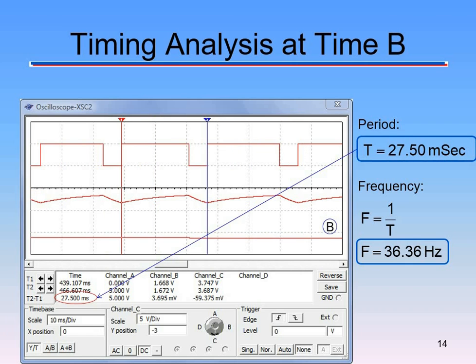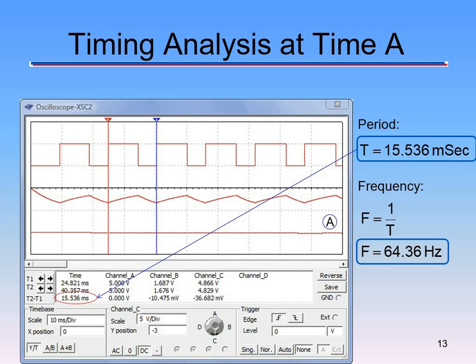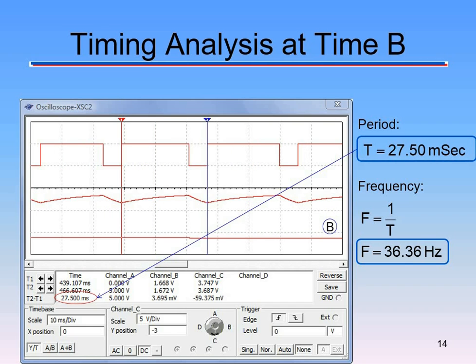All right? Then at point B, where we let go of the button, this is where the other resistor and capacitor come into play to dampen the frequency. Okay, so what's happening here is that the frequency's gone down. Look, before we were at 64 hertz, now we're getting to 36 hertz. What are we doing? We're slowing down the oscillation. Okay, so how do we do that? Notice the period becomes longer.